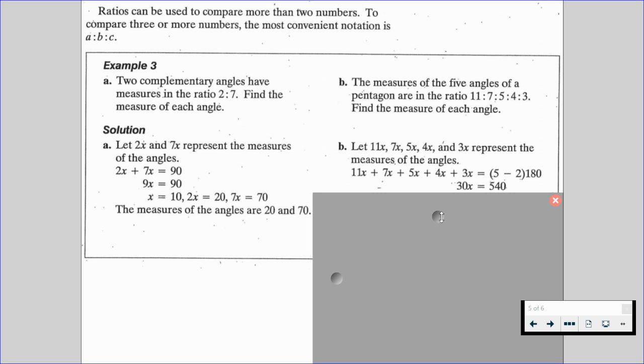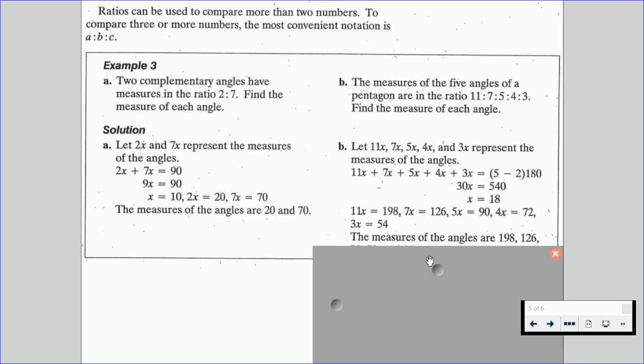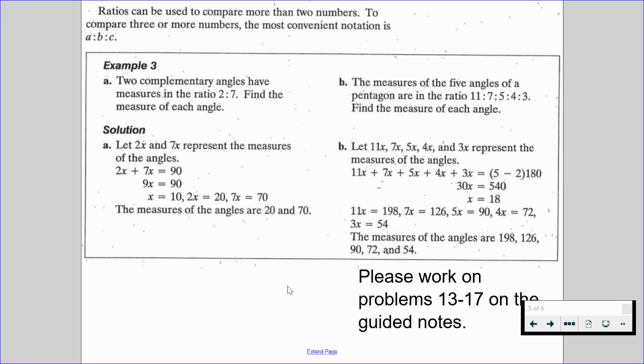We divide both sides by 30, and we get that x is equal to 18, but we're not quite done yet. We had to find the measure of each angle. So we're going to substitute in the value of x, and we get 198, 126, 90, 72, and 54. Awesome. With this in mind, please work on problems 13 through 17 on the guided notes and resume when you're ready for one last section.